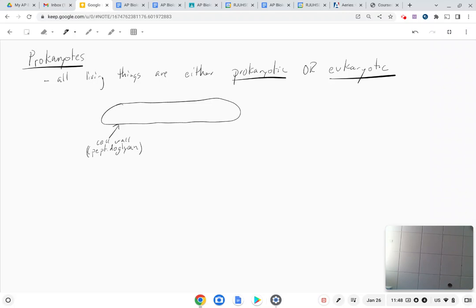Inside the cell wall is a phospholipid bilayer. I don't mean to say double. There's a phospholipid bilayer, and that is called the plasma membrane. So we can put it in parentheses, phospholipid bilayer. Okay.